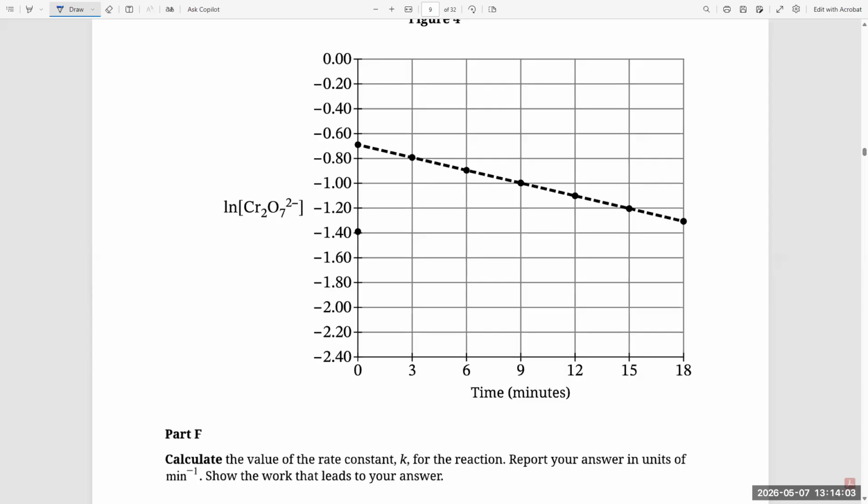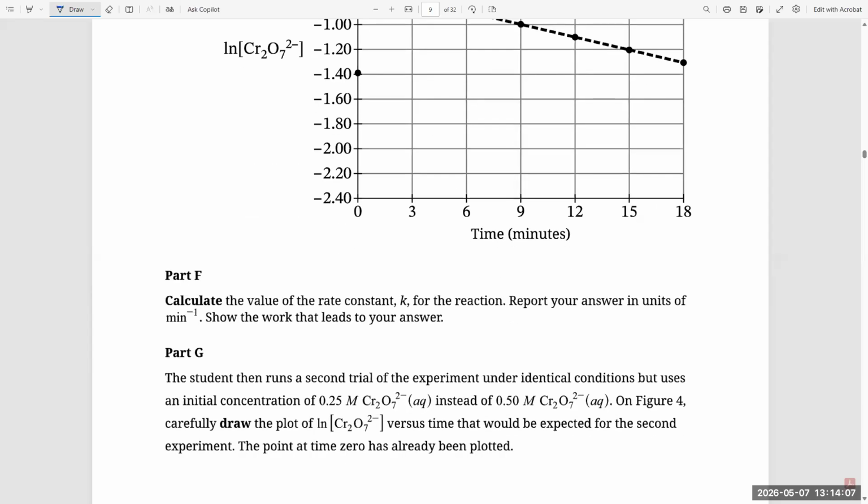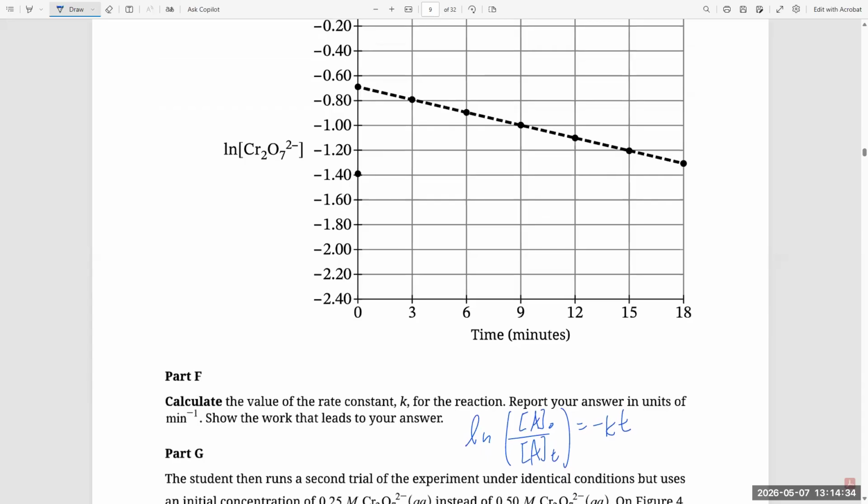So how do we solve this? We go back to the equation that we had before. I'm just going to use the one that I normally have my students use, which is ln of A naught over A sub t equals negative kt. Or you can use the one from the reference table. Whether you do that or not, it's still going to work the same. It's the same equation. Okay. All right. So now what? Calculate the value of the rate constant. Let's get some information here.